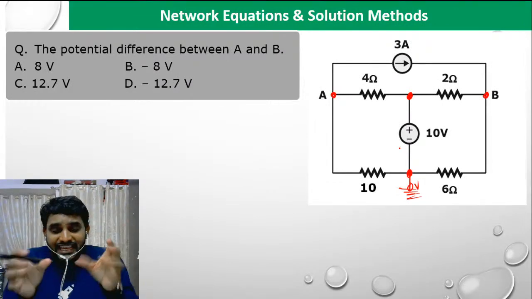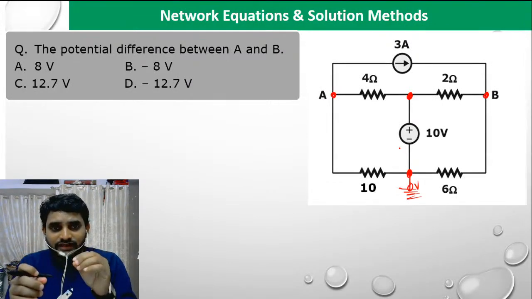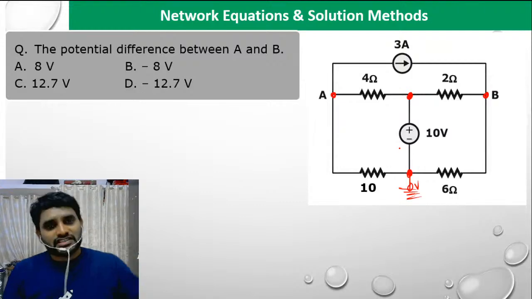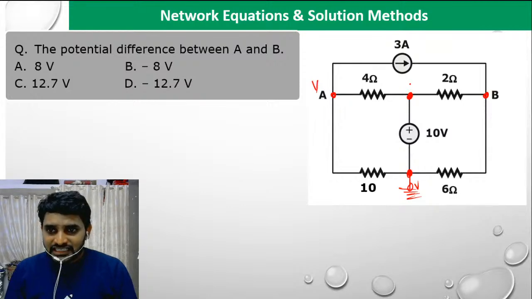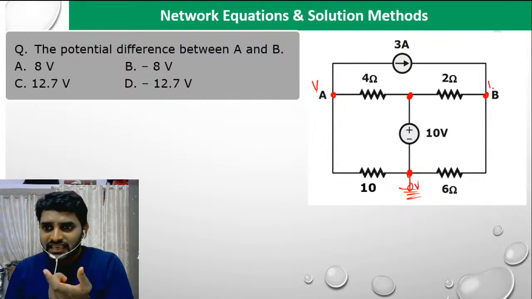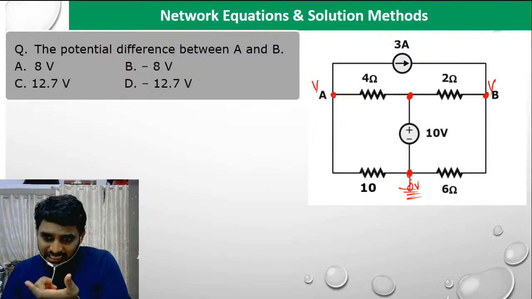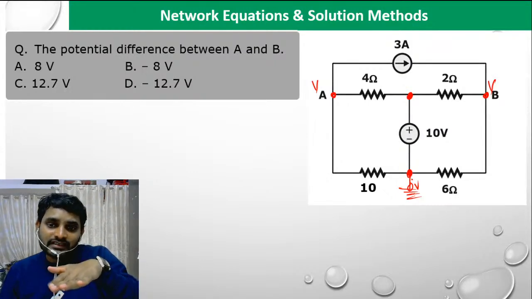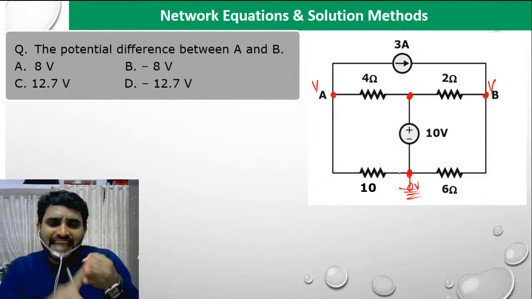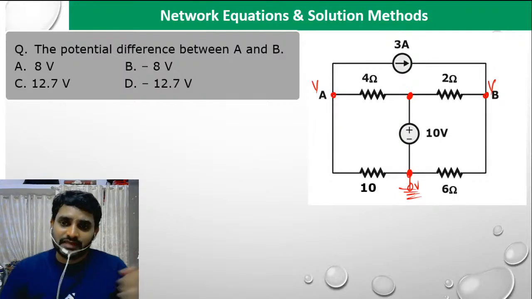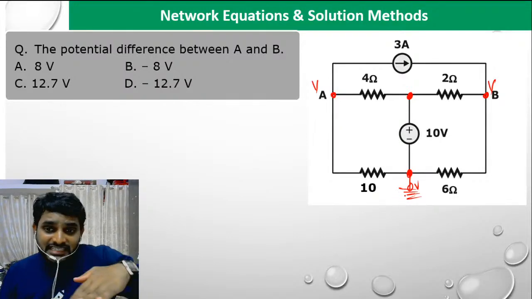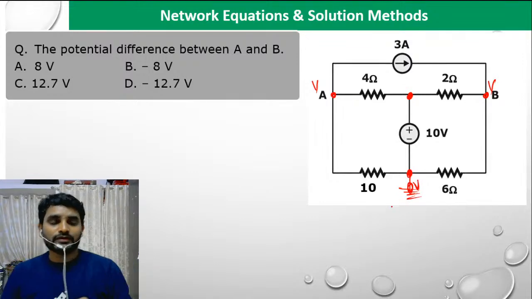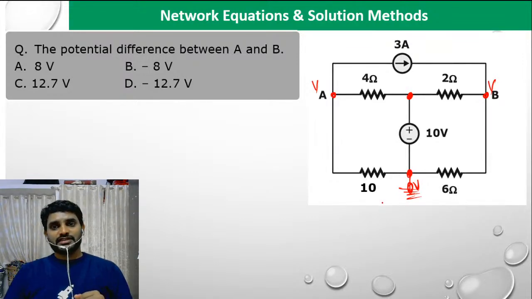After identifying the principal nodes, take any one as the reference node. I am making this potential VA and this potential VB. This one I am assuming as the reference node. Reference node, datum node and ground node are all the same. As you are assuming it as the ground node, its potential is going to be zero.